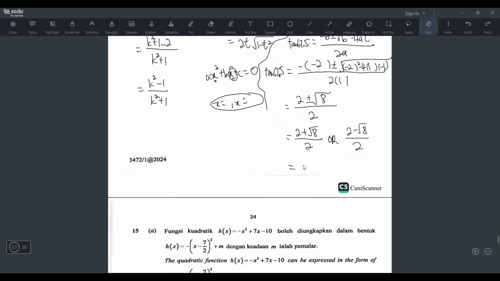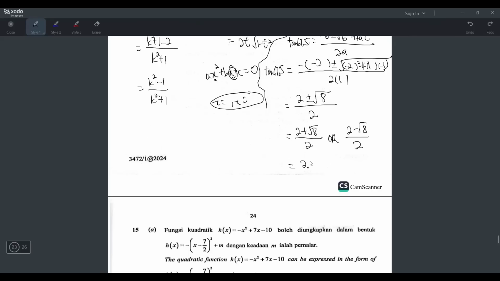So this is the first answer, 2.414, to 3 decimal places. The other answer is (2 minus square root 8) divided by 2. My calculator gives me negative 0.414 to 3 decimal places. And this is the answer for tangent 67.5.